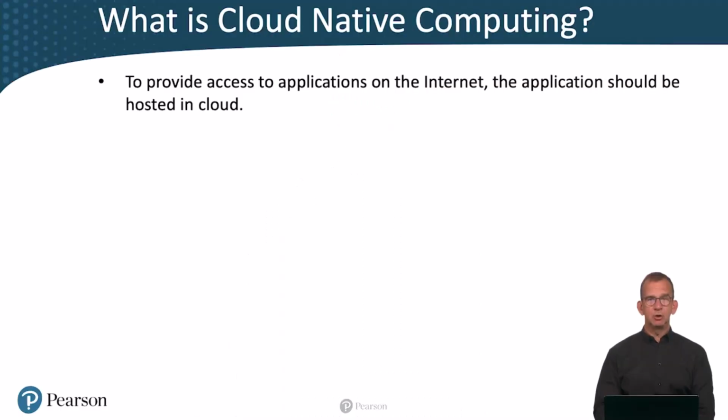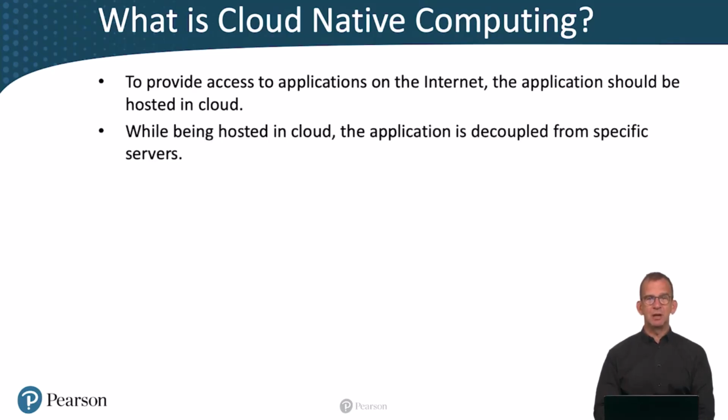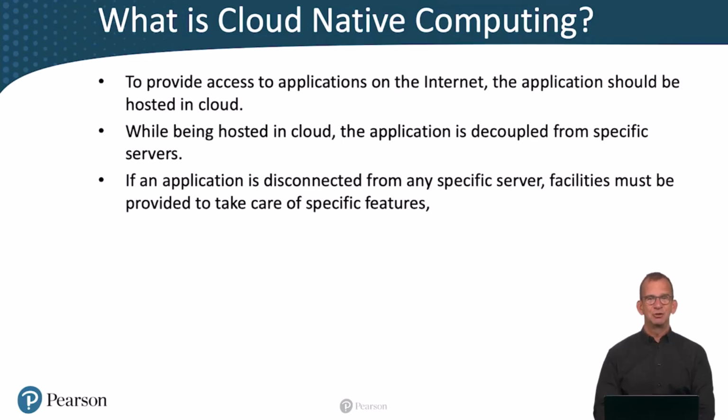So the essence of Kubernetes is cloud-native computing. But what exactly is it? Well, it's all about providing access to applications on the internet. In order to do so, the application should be hosted in the cloud. And when it is hosted in the cloud, the application is decoupled from specific servers. You don't want your application to have any relation to a server because then it's bound to a physical location, and that's no good.